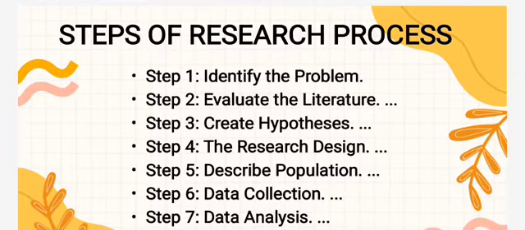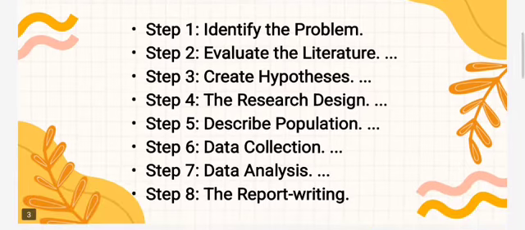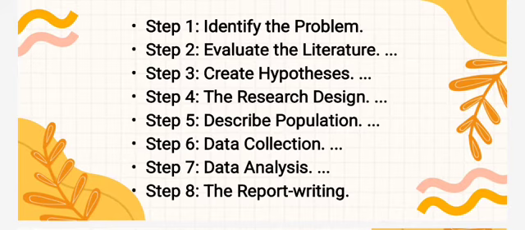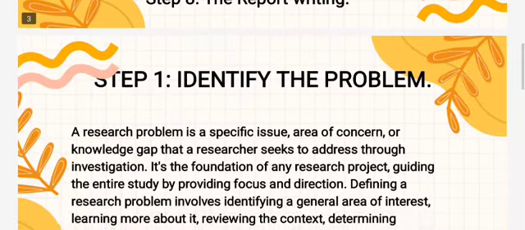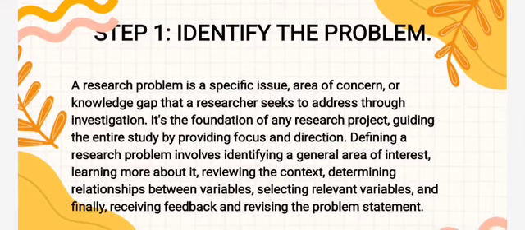Let's go through the steps of the research process. First step is identify the problem. Second, evaluate the literature. Third is create hypothesis. Fourth, research design. Fifth, describe population. Sixth, data collection. And seventh, data analysis. Last one is report writing. By using all these steps, we are going to complete our research. So first step is identify the problem.